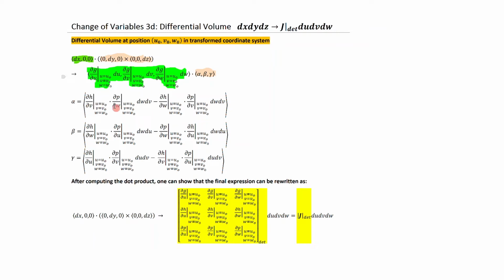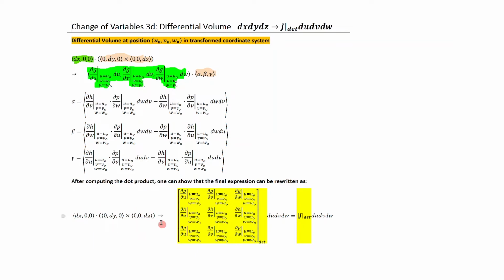That gives you these terms that you see here in terms of the new coordinate systems, in terms of dv dw, dw du, and du dv. Right, this just makes it a little easier to visualize. So after computing the dot product, in other words, go through this calculation, one can show that the final expression can be written as follows.